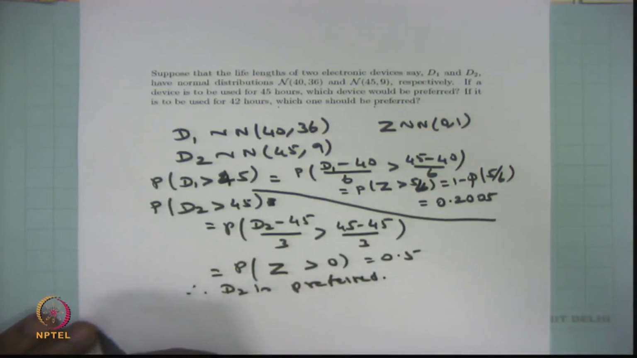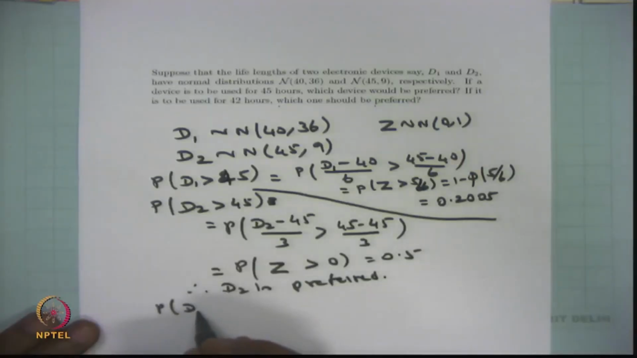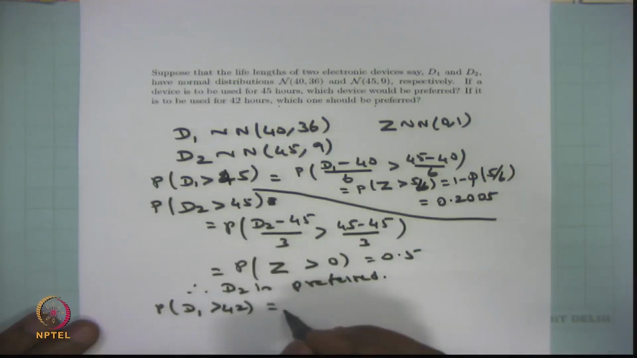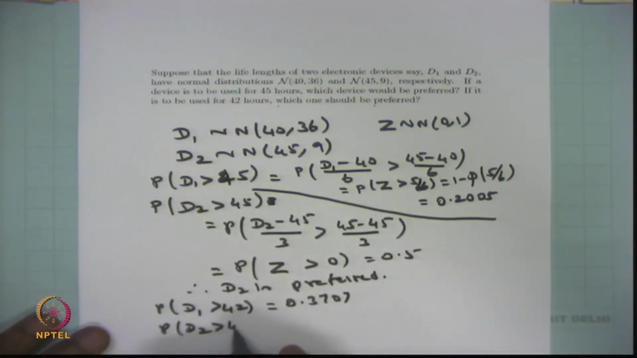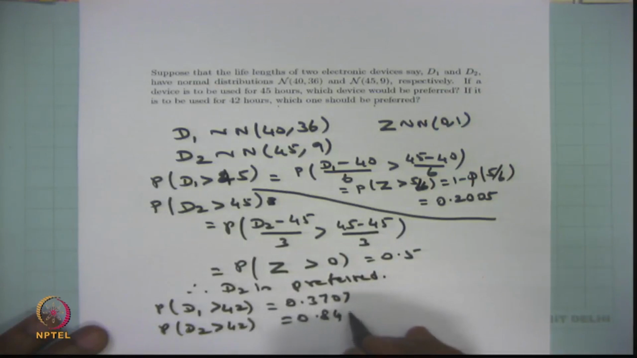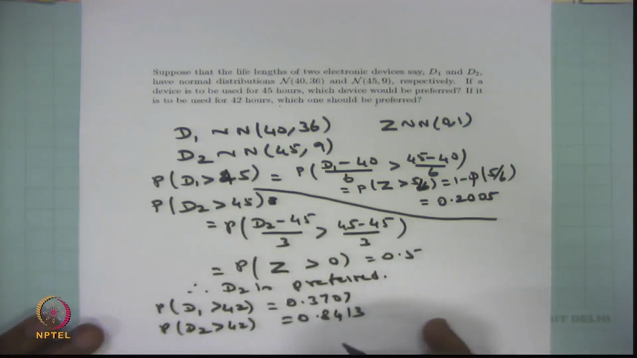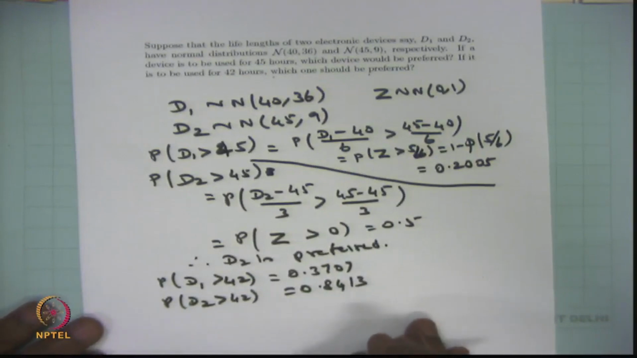Second question: if it is used for 42 hours, which one should be preferred? Now, we will do a similar exercise for the probability of D1 greater than 42. If you simplify the problem, you may get the answer 0.3707. Similarly, the probability of D2 greater than 42 is going to be 0.8413. Again, the probability of D2 greater than 42 is more compared to that of D1.